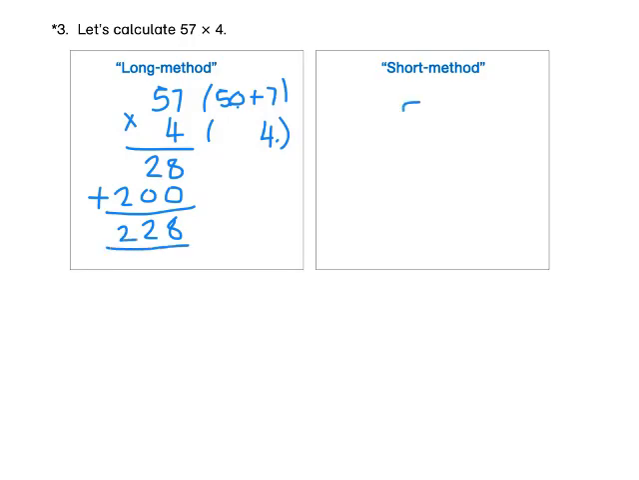For our short method, again we write it like this. 5 tens, 7 units. 4 times 7 units gives 28 units, or 2 tens and 8 units. 4 times 5 tens gives 20 tens, plus another 2 tens gives 22 tens, or 220. With this 8, we get exactly the same 2 answers.